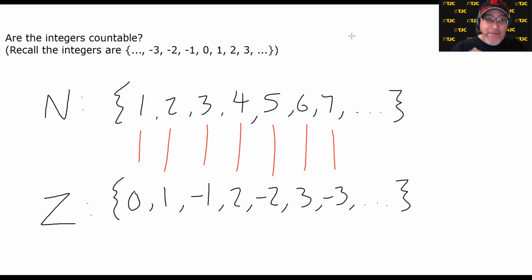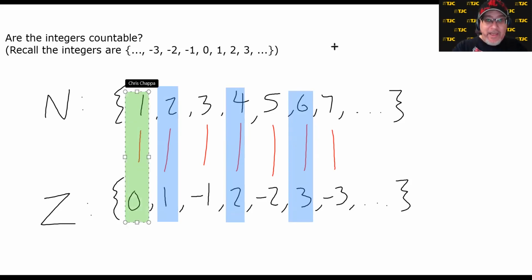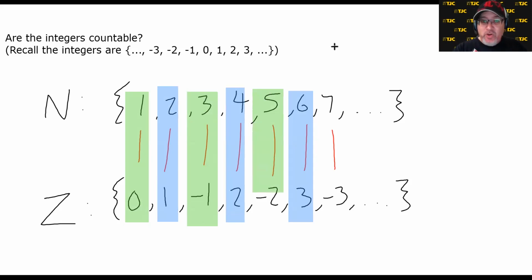The formula would say if your natural number is even, you just cut it in half. What do you do with the odd ones? Well, the odd ones are a little bit different. For the odd ones, you would subtract 1 before cutting it in half and then take its opposite. So for example, 3 minus 1 is 2, half of 2 is 1, and then take the opposite to get negative 1. Here, 5 minus 1 is 4, half of 4 is 2, take the opposite to get negative 2. Here, 7 minus 1 is 6, take half of 6 to get 3, and then take the negative.